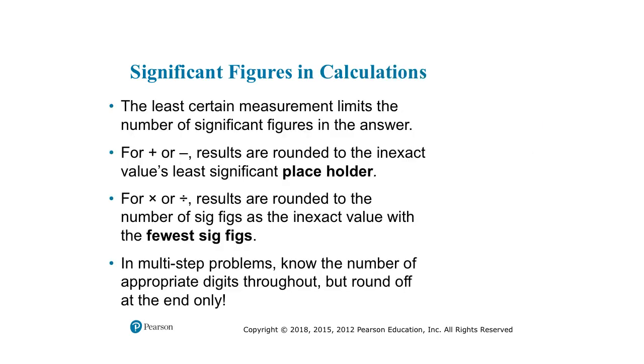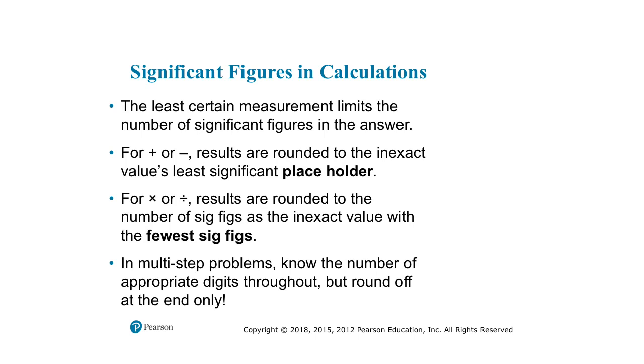Okay, so now in calculations, this is going to summarize and put into words some of the rules we were discussing earlier. The least certain measurement limits the number of significant figures in the answer. So imagine you're doing a problem and you have one really precise value and one really imprecise value. The imprecise value is what's going to limit the preciseness of your final result. For addition and subtraction, results are rounded to the inexact value's least significant placeholder.